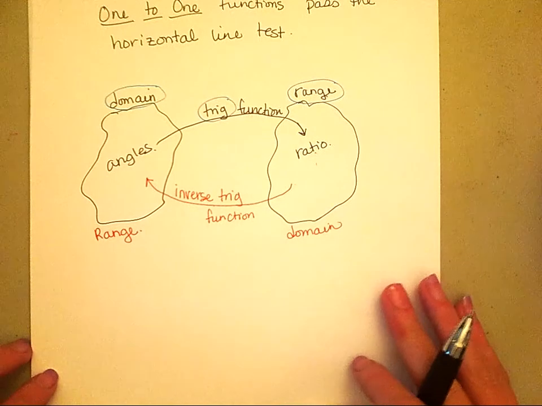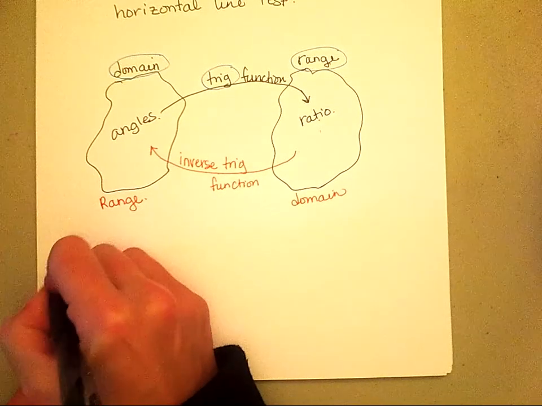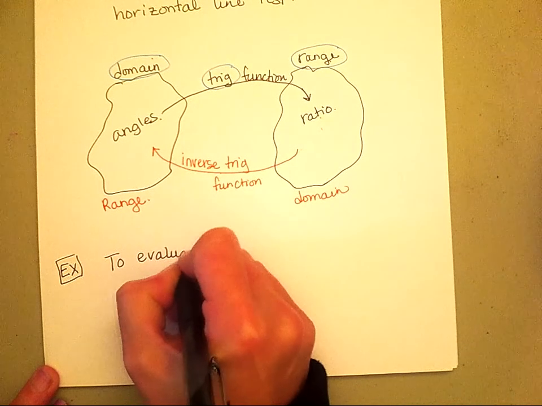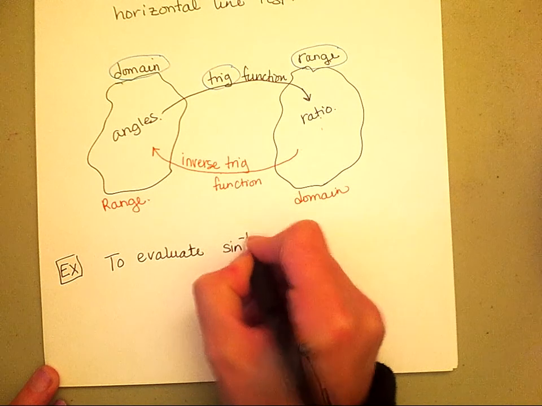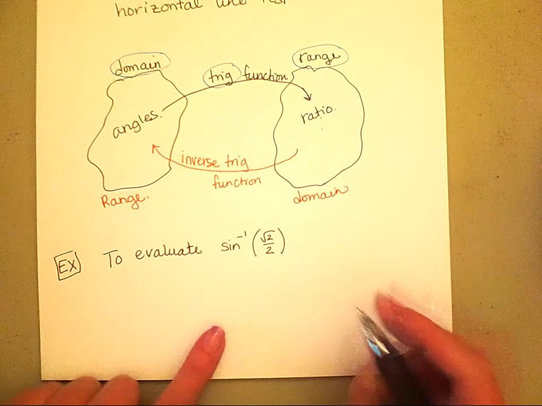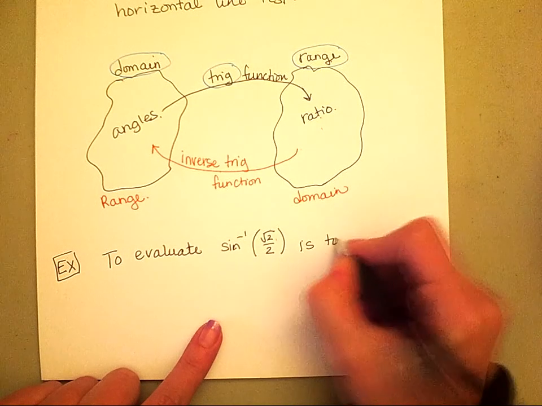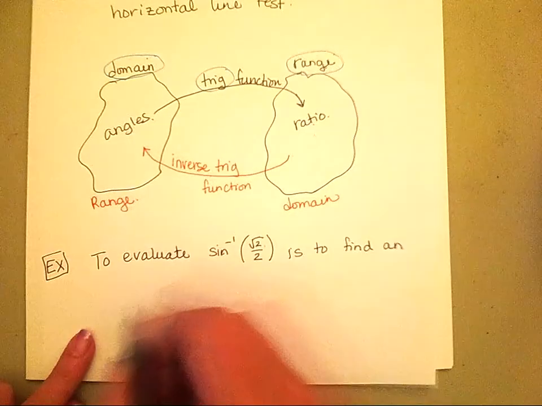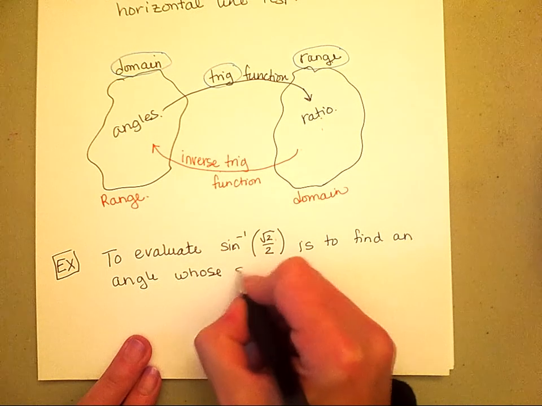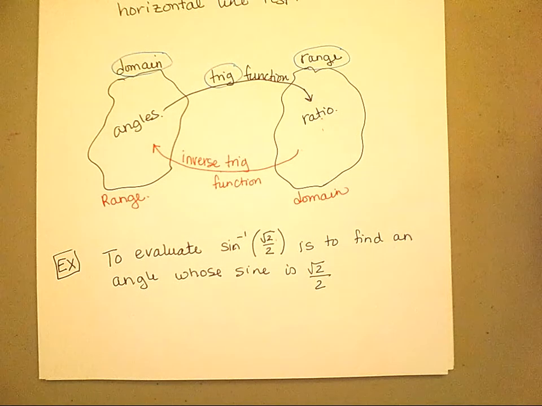So let's look at an example of what this might mean. Okay. So for example, if we were to evaluate the inverse sine of root 2 over 2, okay, what does that mean? Okay, so here's a ratio. I put it into the inverse trig function. Well, what that means is to find an angle whose sine is root 2 over 2. Okay, so that's fine.